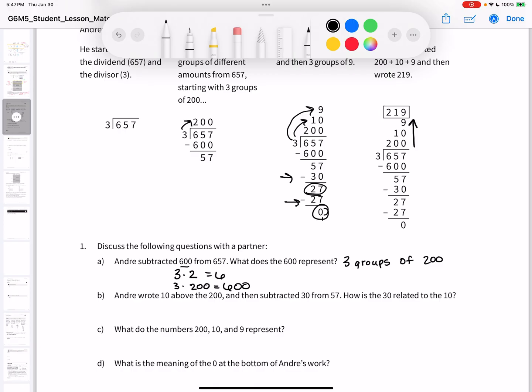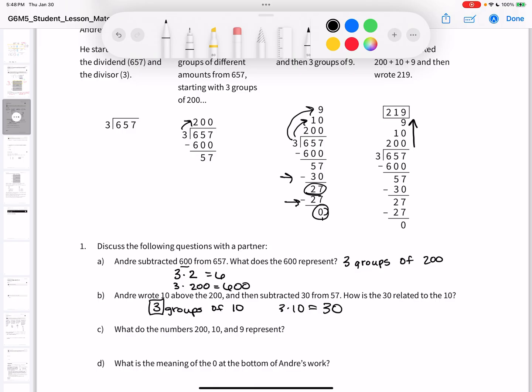Andre wrote 10 above the 200 and then subtracted 30 from 57. How is the 30 related to the 10? Well, it's 3 groups of 10, and since we are dividing 657 by 3, we get 3 groups of 10, which is 3 times 10, or 30. So that's where that 30 comes from.